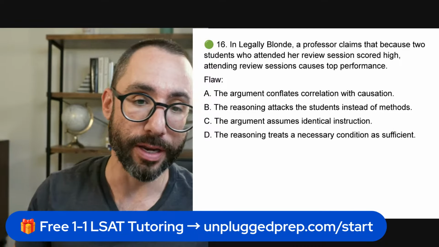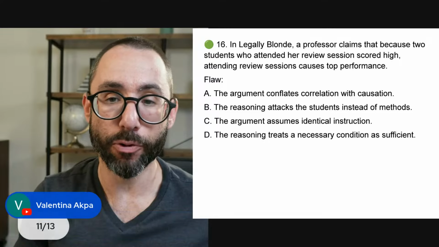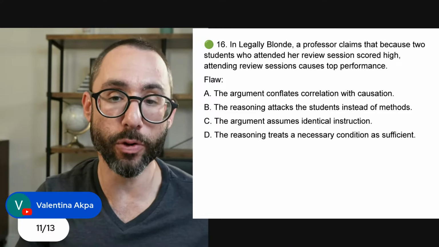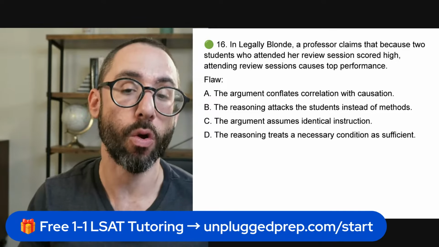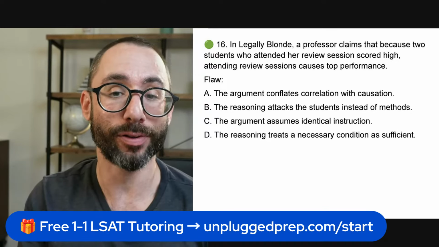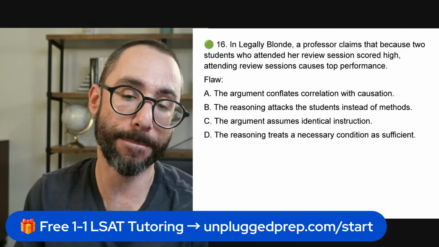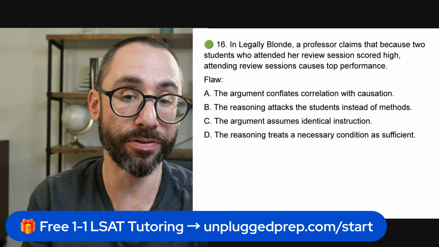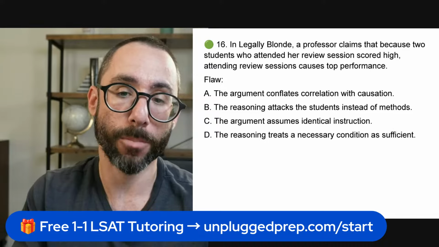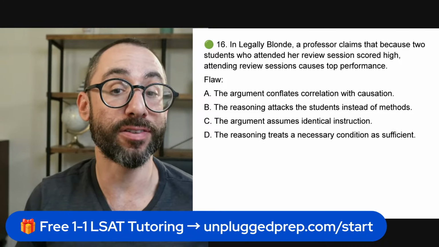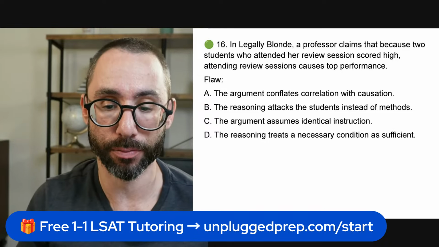So for 16, in Legally Blonde, a professor claims that because two students who attended her review session scored high, attending review sessions causes top performance. What is the flaw? A, the argument conflates correlation with causation. B, the reasoning attacks the students instead of the methods. C, the argument assumes identical instruction. Or D, the reasoning treats a necessary condition as sufficient.